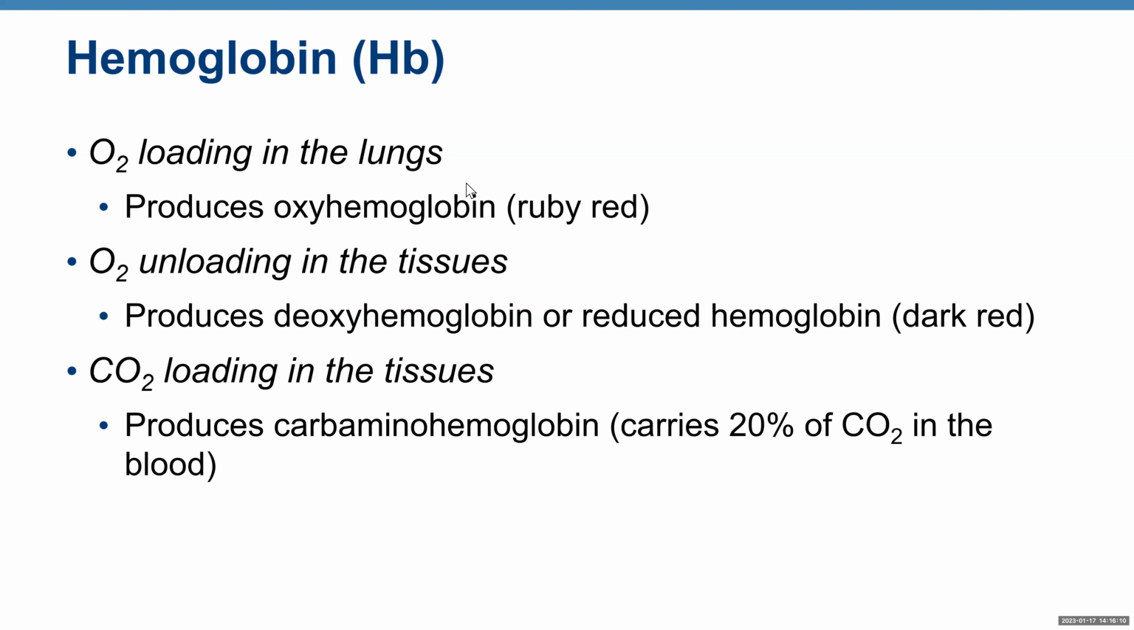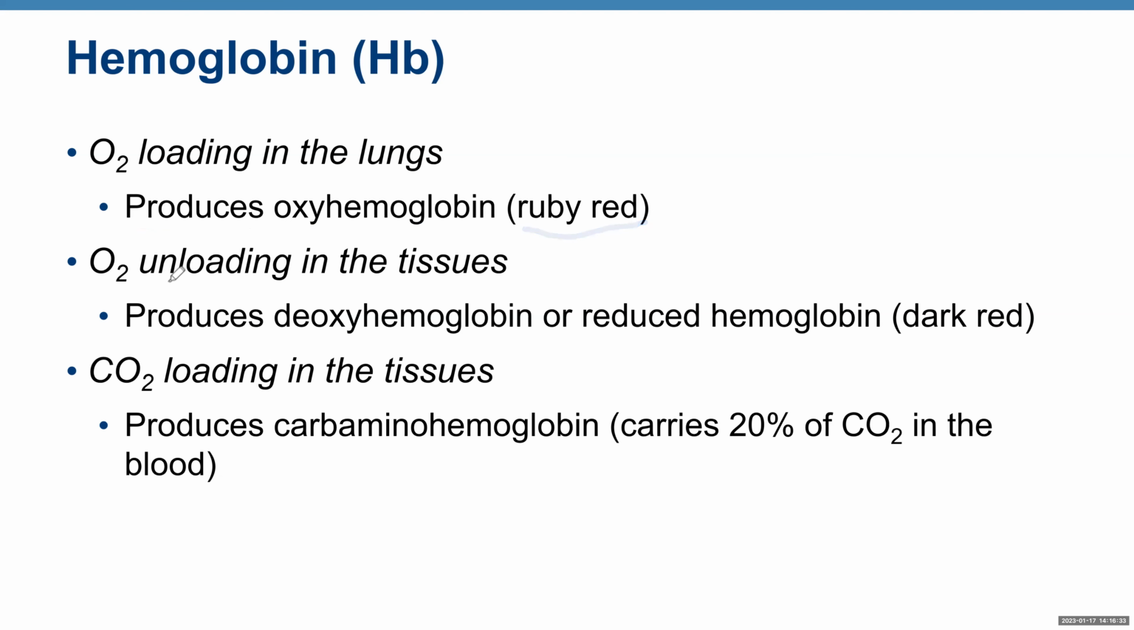Now, hemoglobin reversibly binds to oxygen. Now, where does it happen? Well, where would you have oxygen? In your lungs, right? So we have oxygen loading in the lungs. And when this happens, we produce oxyhemoglobin, that is ruby red.